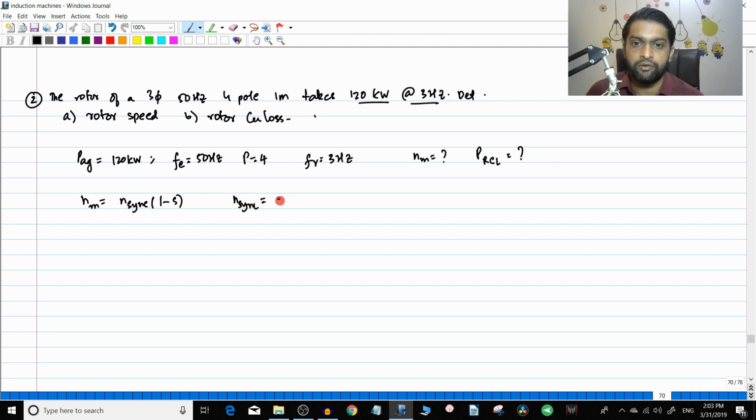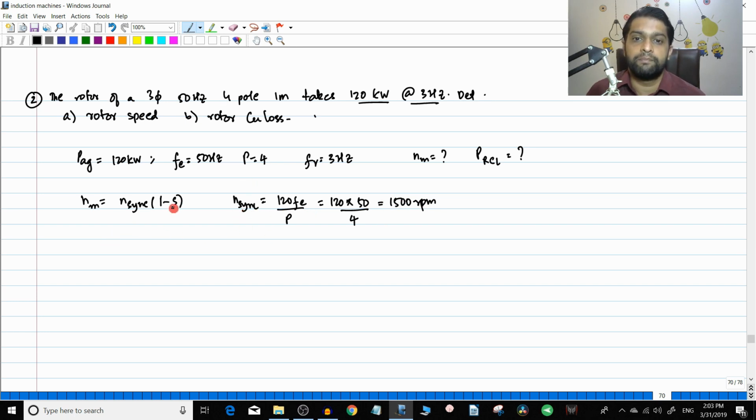N sync is equal to 120 F electrical divided by P. F electrical is given, number of poles is given. So this is 120 into 50 divided by 4, and this value will be equal to 1500 RPM. So this is the value of N sync.